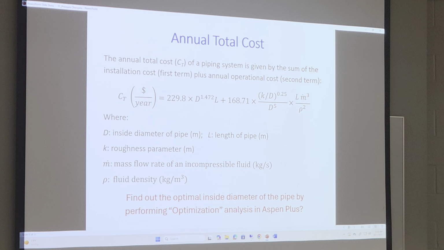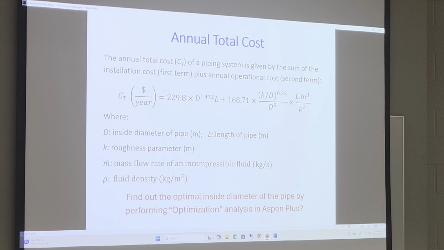D in this case is the inside diameter of the pipe, L is pipe length, K is roughness parameter. Roughness parameter K, you remember from fluid mechanics, chapter 5, figure 5.10, roughness parameter. Yeah?